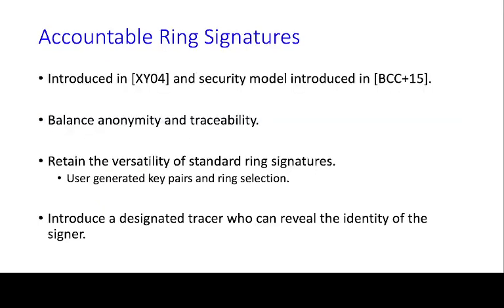Accountable ring signatures, on the other hand, provide a balance of anonymity and traceability. By default, unlike standard ring signatures, signers are anonymous within the ring, can select the ring, and can generate their own key pairs. Accountable ring signatures differ from standard ring signatures by introducing a new entity, the designated tracer, who can reveal the identity of the signer.